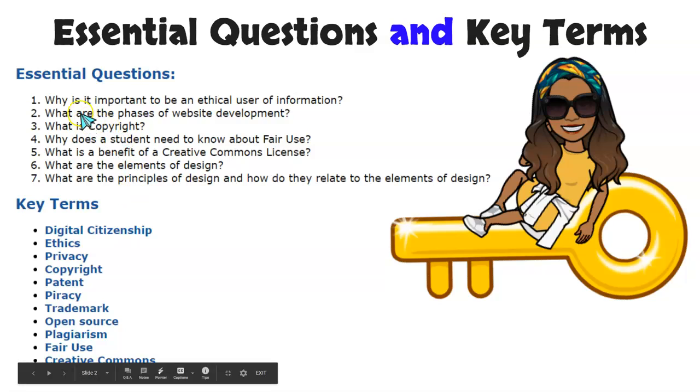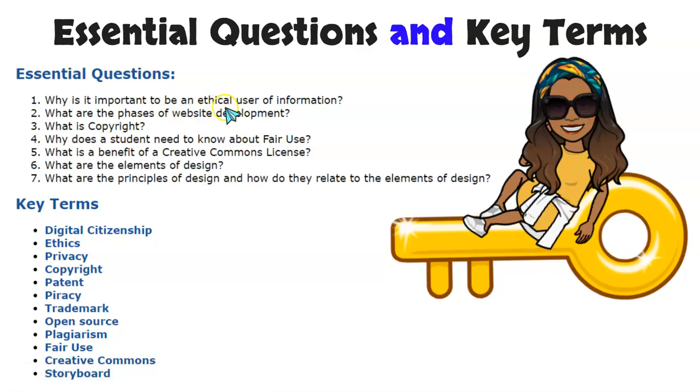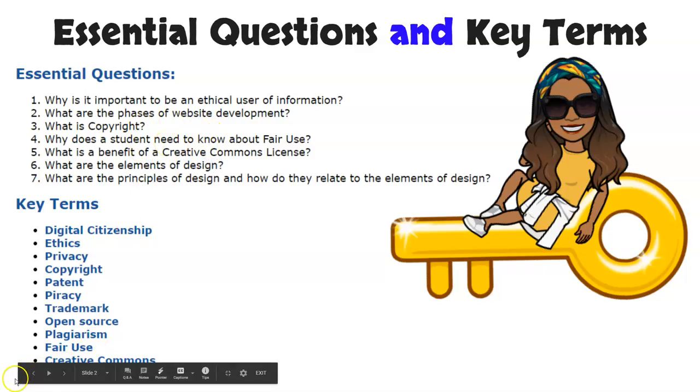So what you're going to be learning about in this module is the importance of being an ethical user of information. You're also going to be looking at the phases of website development. What is copyright? What is patent, trademark, plagiarism? All of those vocabulary words you do need to be familiar with and understand them. Why does a student need to know about fair use? What are the benefits of Creative Commons licenses and the elements of design? So these are the questions you want to be able to answer at the end of the module.